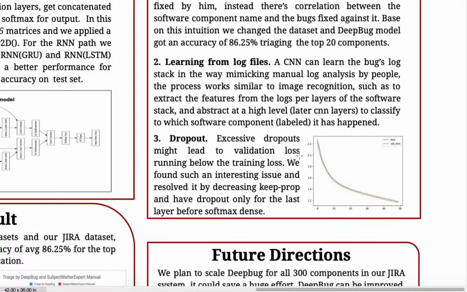Dropout. We found that, interestingly, excessive dropout leads to the validation loss running below the training loss, and you can resolve it by decreasing the keep prob and or using fewer dropout layers.